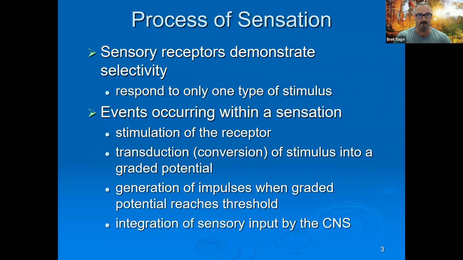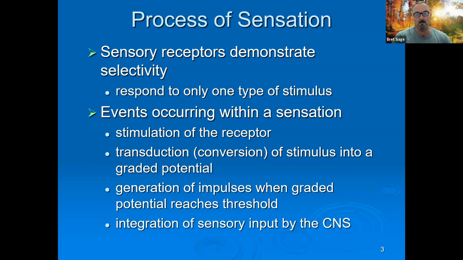Sensory receptors demonstrate selectivity. As I said before, each type of sensory receptor responds to only one type of stimulus. If you stimulate it with a different type of stimulus, nothing will happen. So what are the events occurring within a sensation? Well, first, you have to stimulate the receptor with the appropriate stimulus type. Transduction, or conversion of a stimulus into a graded potential. Now, in physiology, we'll go into the difference between a graded potential and an action potential.